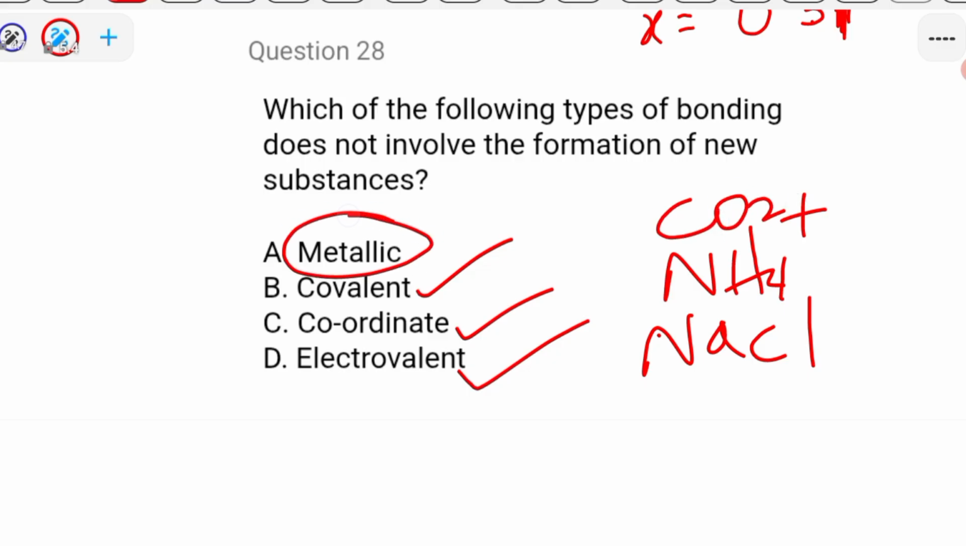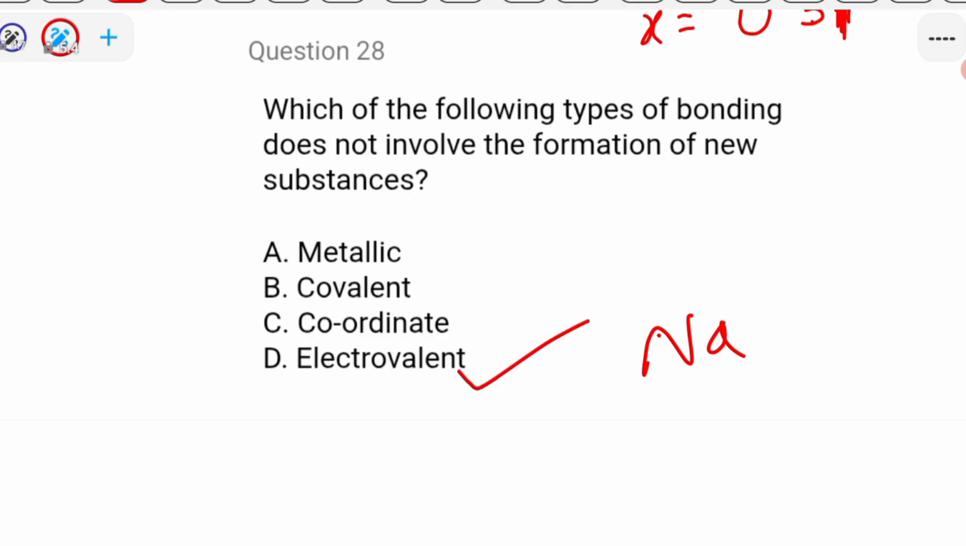But metallic bond is only for a single element, like a metal. Metallic bonds hold the atoms of sodium, or of Mg, magnesium, and so on. So metallic bond is only for a single element. It does not lead to formation of new substances, while the rest will. So the correct answer to that question is option A, metallic bond. Keep that in mind.